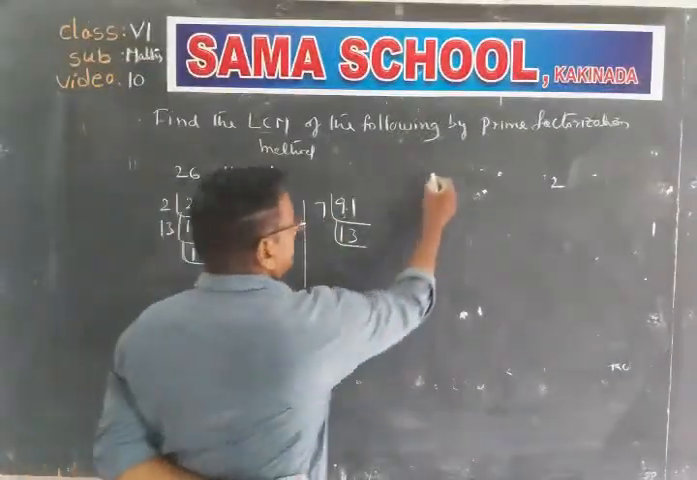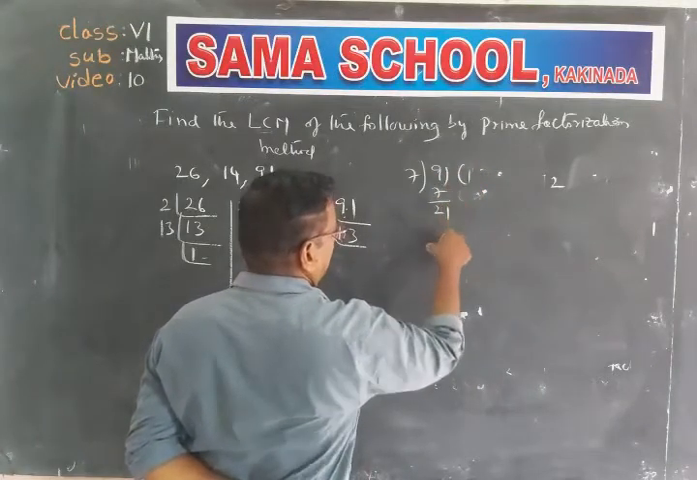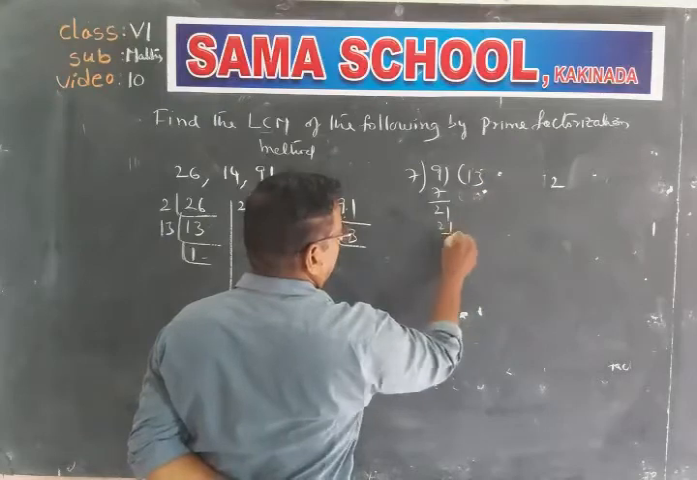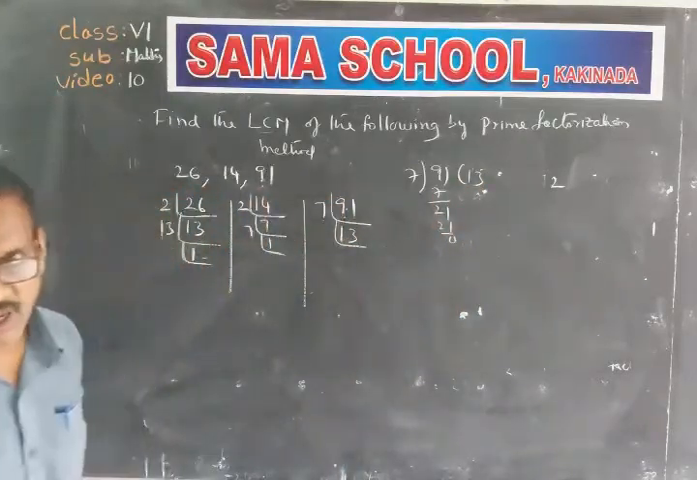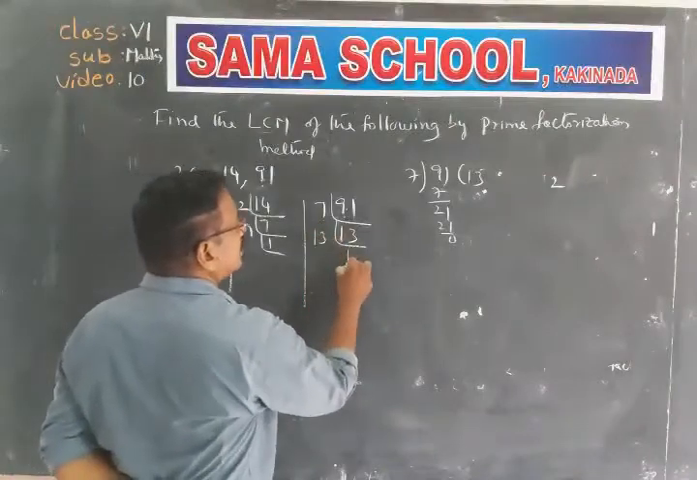Suppose you divide 91 with 7. 7 ones are 7, what is the remainder? 21. 7 3s are 21. How many times? 13 times. Okay, so 13. Now 13 ones are 13.